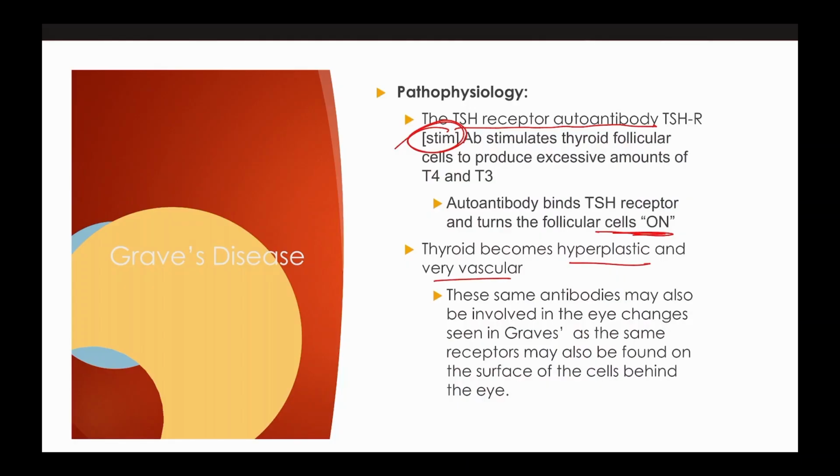So these same antibodies may also be involved in the eye changes seen in Graves' disease. What do you see? What are you looking for? Yep. Bulging of the eyes, right? So you start seeing some changes. This is one of the reasons why they have these changes, because they have the same receptors on the back of the eye as they do in the thyroid. So if they get bigger, it pushes the eye out, so the eye bulges.